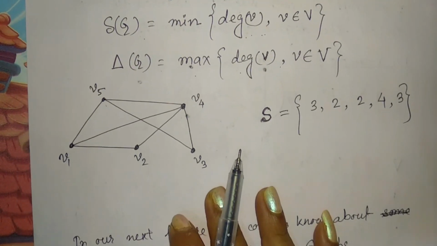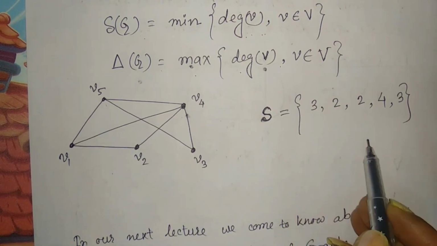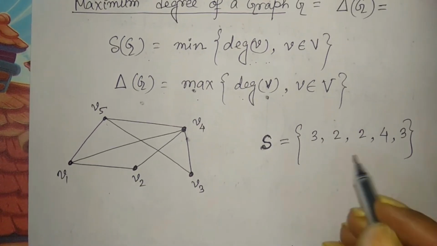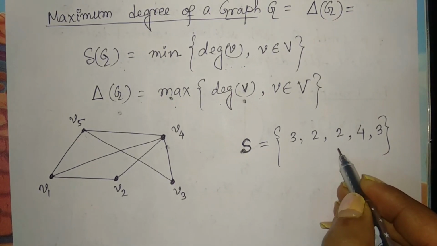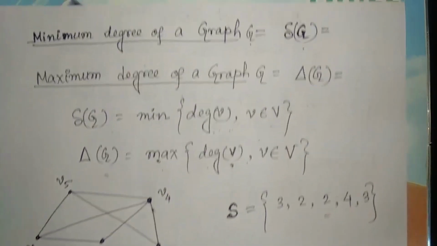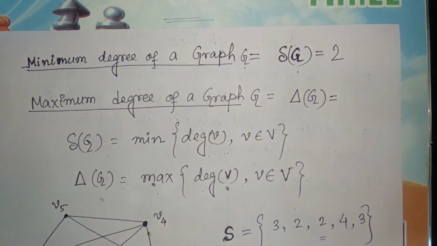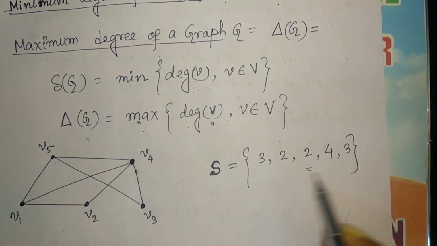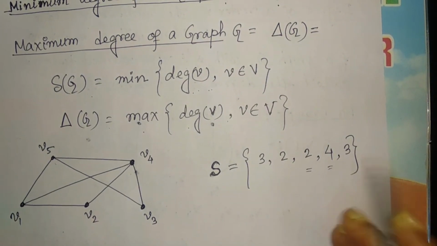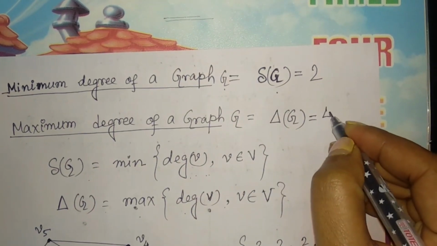If we consider this graph, at first we create the degree sequence. In this degree sequence, we find which one is the minimum value. Here the minimum value is 2, so we say the minimum degree of the graph is 2. Similarly, we find the maximum value, which is 4. So we say the maximum degree of the graph is 4.